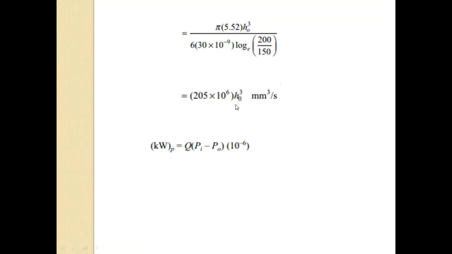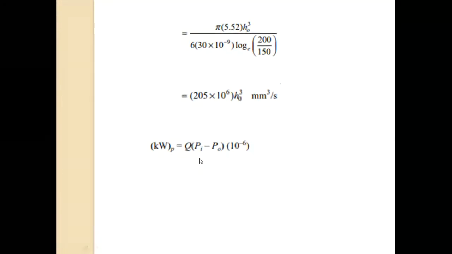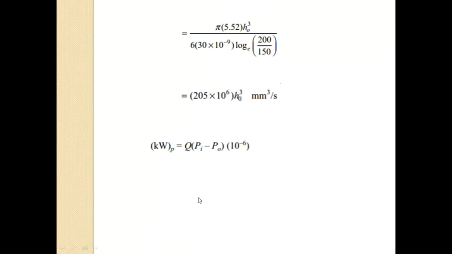the energy required for pumping of this lubricating oil. So what is the formula? Kw of P is equal to Q into Pi minus Po into bracket 10 raised to minus 6. This is the formula. In this formula, we have the value of Q, that is 205 into 10 raised to 6 into H naught cube, put as it is. Now we have the value of Pi, we already calculated, that is 5.52. Again Po, that is atmospheric pressure, is 0, so put 0 into 10 raised to minus 6.